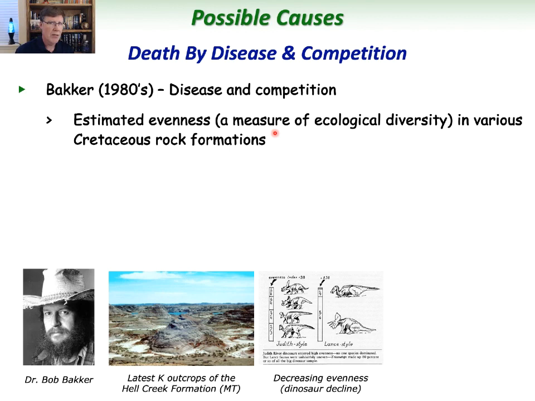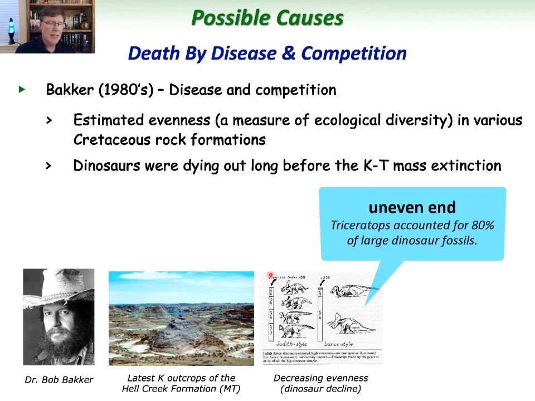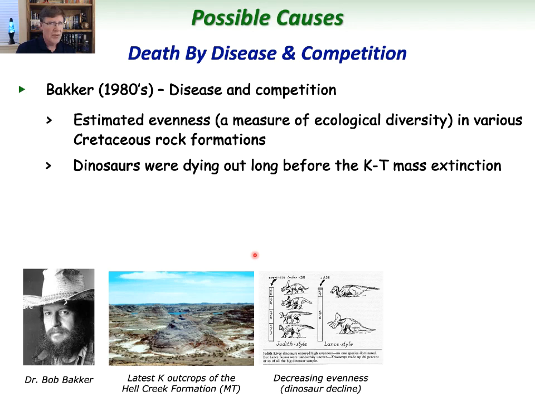And so he did this for various Cretaceous rock formations, and what he saw in the Hell Creek was that there was a decrease in the evenness, in the diversity, throughout the formation, and so it was becoming more and more dominated by certain species towards the end. So his idea is that the dinosaurs, at least represented by the Hell Creek Formation, weren't part of a healthy ecosystem, and they were in the process of dying out before the K-T boundary.